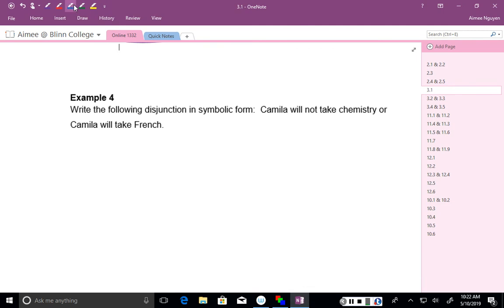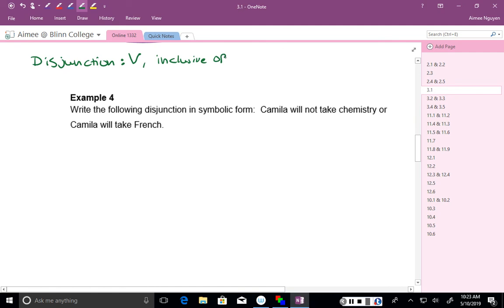In example 4, we're going to talk about disjunction. The symbol for disjunction is like a V. This is an inclusive or, and what that means is it's kind of like an and/or. So even if it doesn't say and/or, we're going to assume that it means and/or, that I could have both or I could have one or the other. So in this class, we will always assume inclusive or unless specifically said not to.